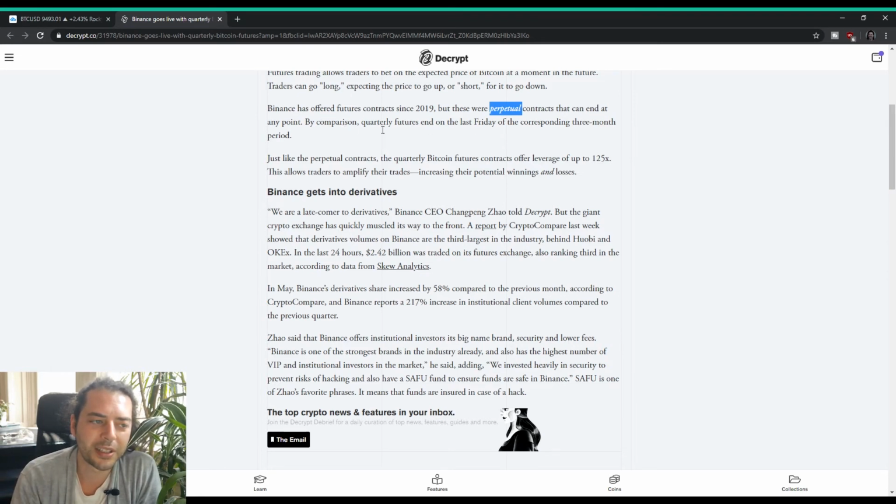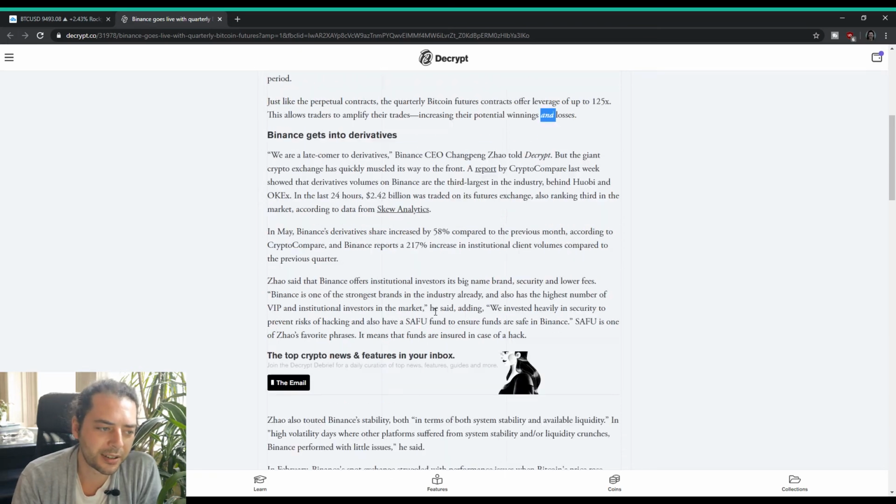And presumably the difference is that the quarterly futures that end on the corresponding last Friday of the 3-month period will just have no funding associated with them, but have an expiry date, which is where your trade-off comes in. Of course, you get up to 125x, which can increase potential winnings and losses.